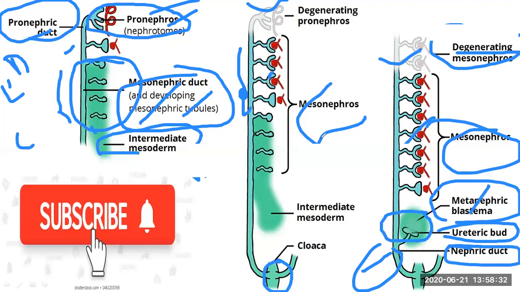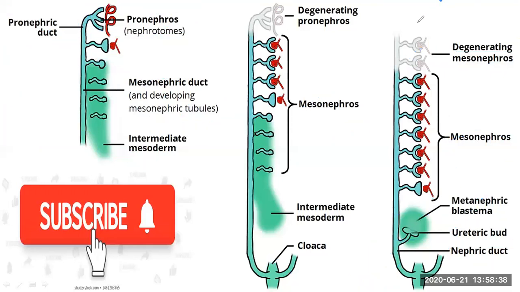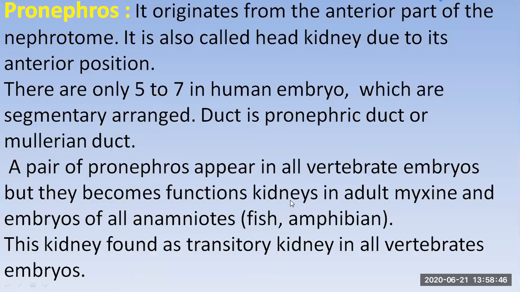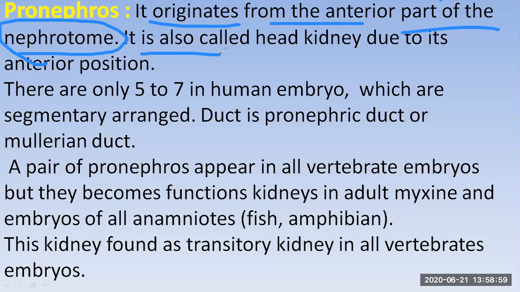Next, we will see the first one, the pronephros kidney. Pronephros originates from the anterior part. I had already discussed this. It is also called the anterior kidney. It originates from the anterior part of the nephrotome, and it is also called the head kidney. Why? Due to its anterior position. So due to its anterior position, it is also called the anterior kidney or head kidney.